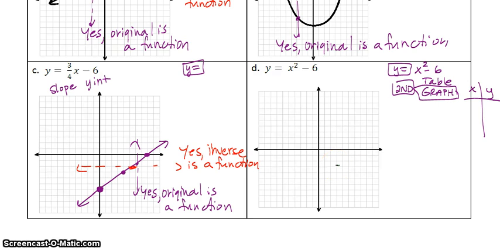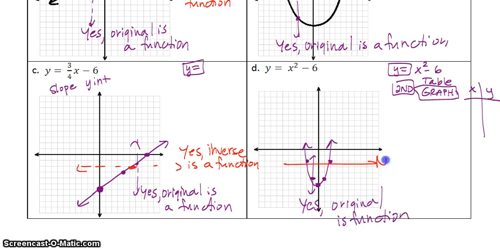If I go through and do this, I end up with something that looks like this. So that's approximately what it looks like. You can see this is very similar to B, so you probably can just look at it and know the answers. Is the original a function? Yes, the original is a function. Is the inverse a function? No. The inverse is not a function. It hits it twice.